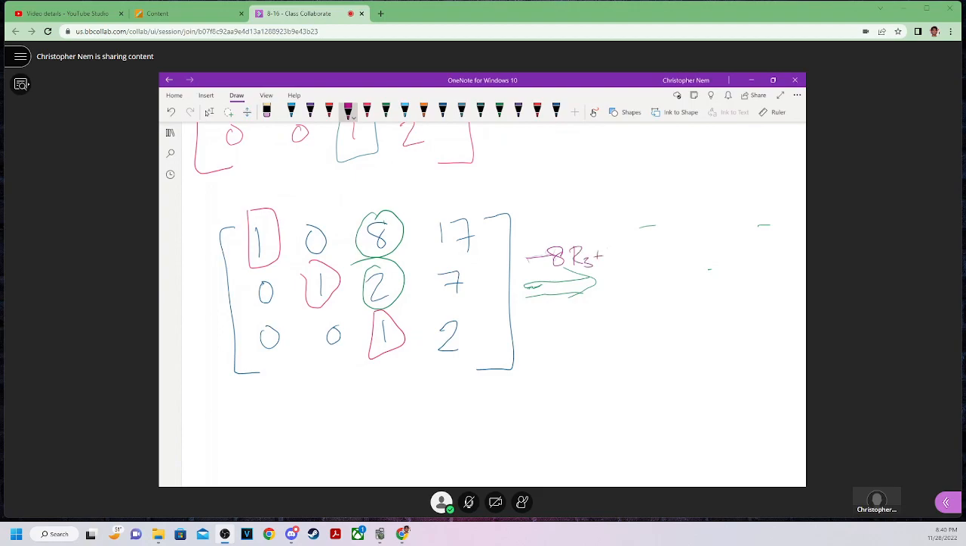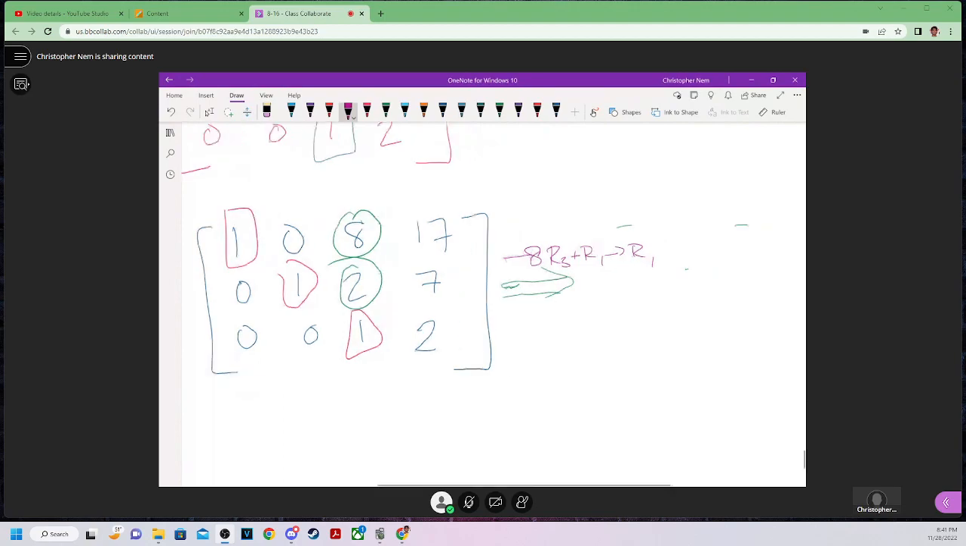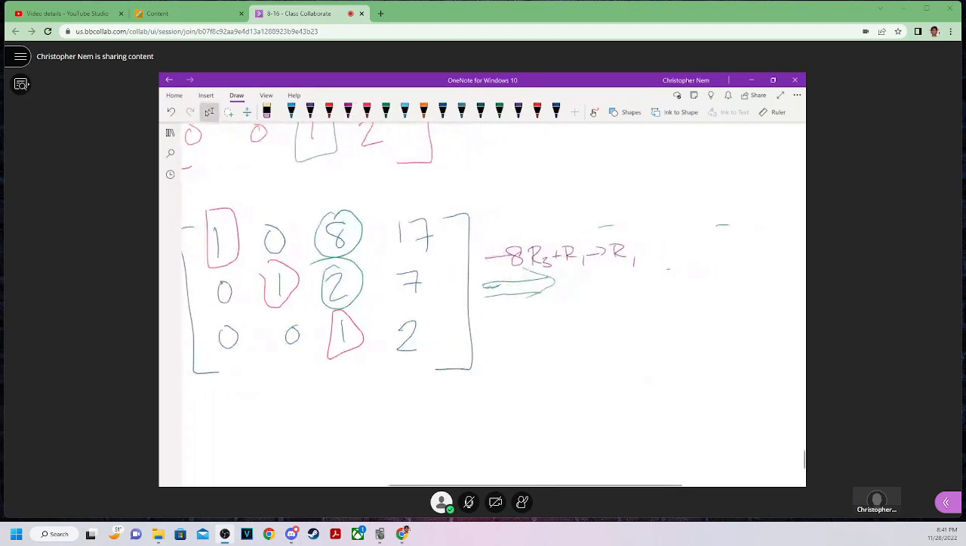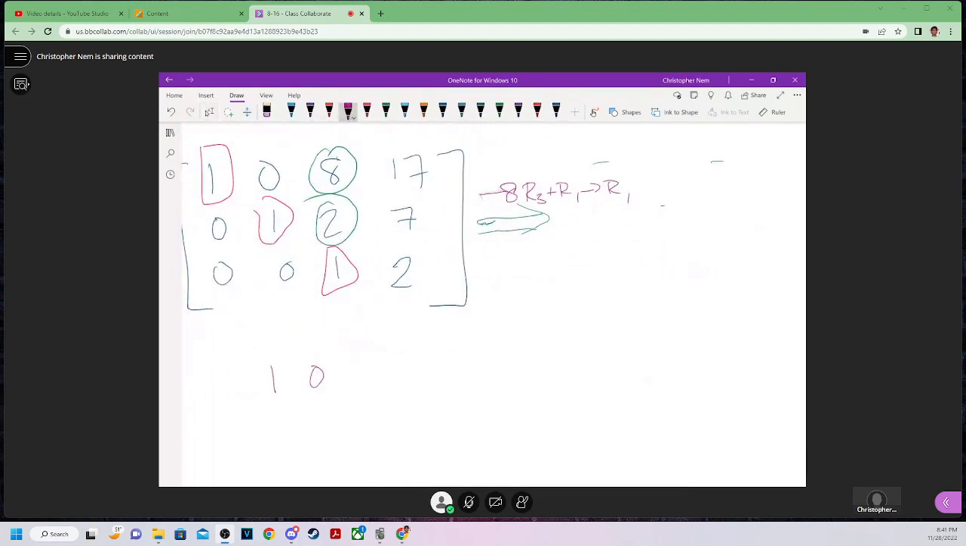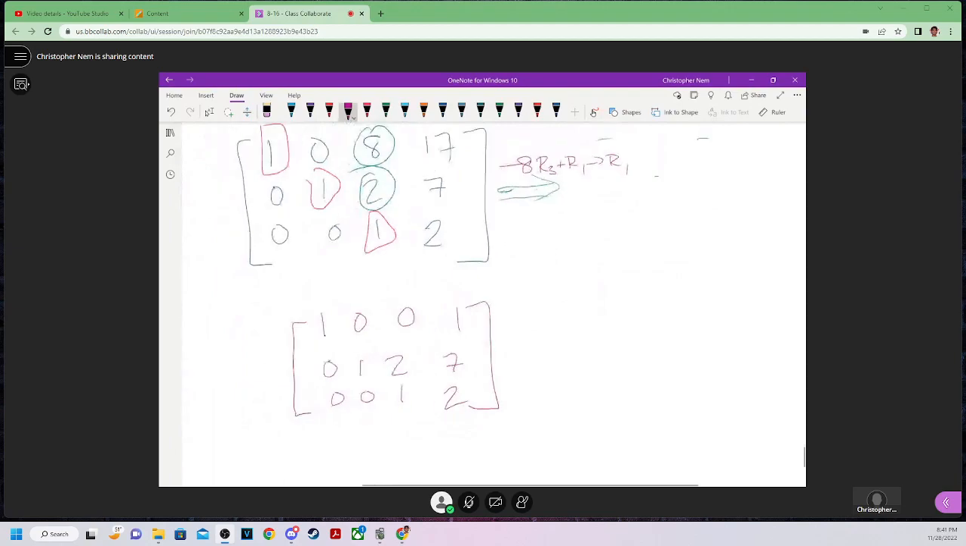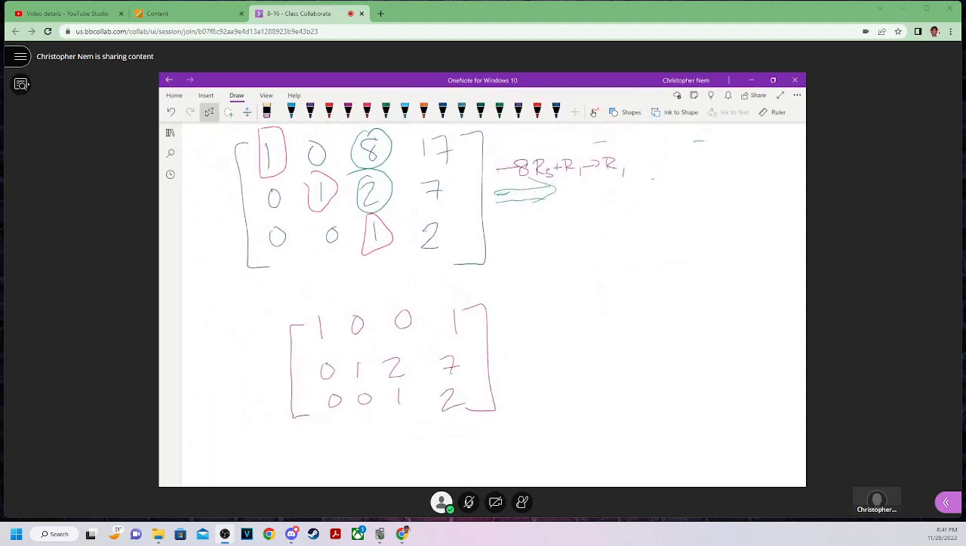Row 3, and I'm going to add it to row 1. And I'm going to send it to row 1 because I want 8 to be a 0. If I do so, I have 1, 0, 0. And then now I got to do some math real quick. -8 times 2, that's -16 plus 17, that is 1. Boom. So I have this matrix after I multiply by -8 to row 3 and add it to row 1, and I'm going to send that to row 1.